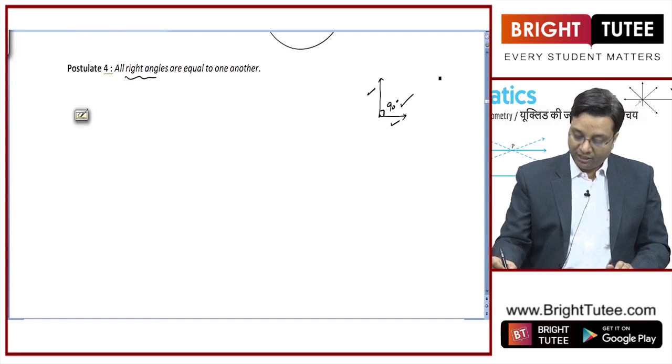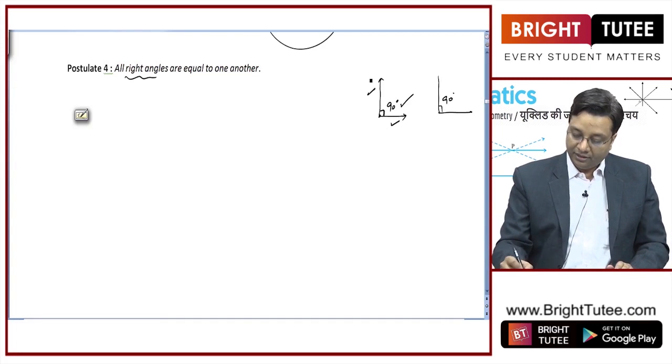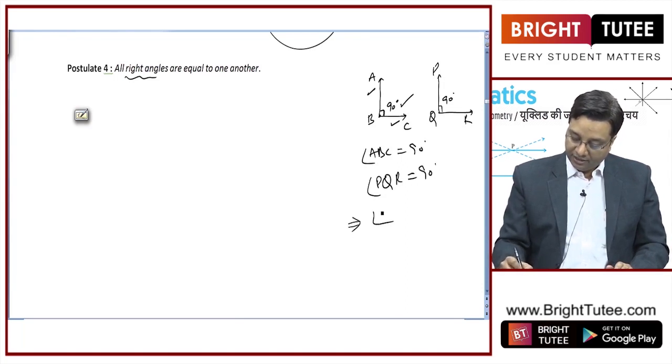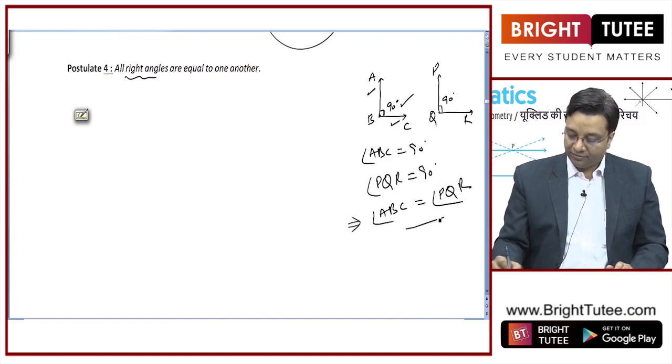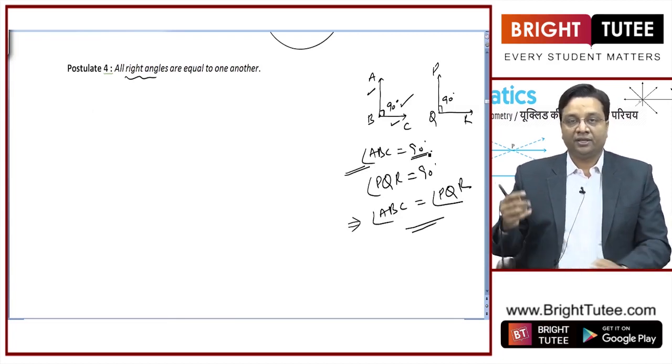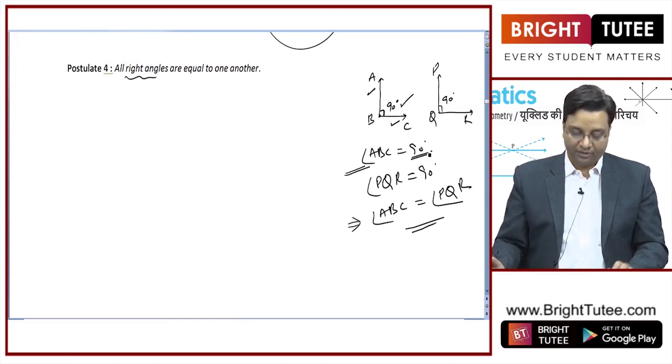So if I take two right angles and name them differently, I can say angle ABC is 90 degrees, angle PQR is also 90 degrees, hence angle ABC is equal to angle PQR. Things which are equal to the same things are equal to one another. Okay.